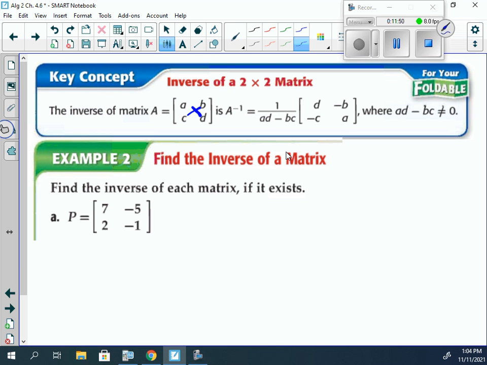Well, what happened to A and D? They switched, and B and C became negative. So we are going to switch A and D and make B and C negative, or change the sign. And that's it. Also, the determinant cannot be 0. If the determinant of a matrix is 0, it's not invertible. It does not have an inverse. If a matrix determinant is 0, we cannot have an inverse of it.